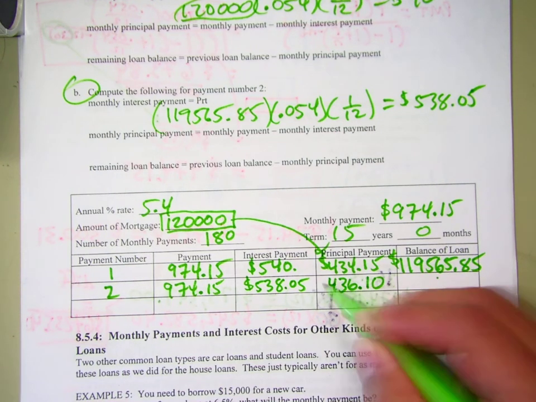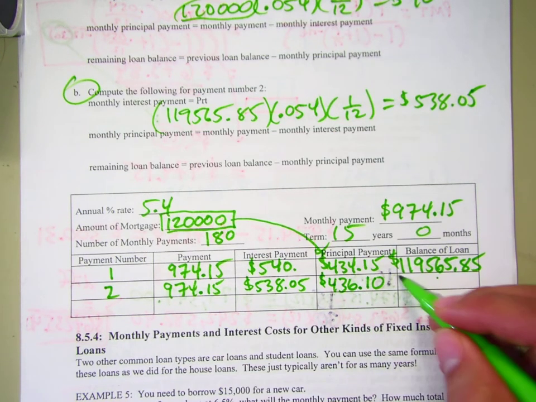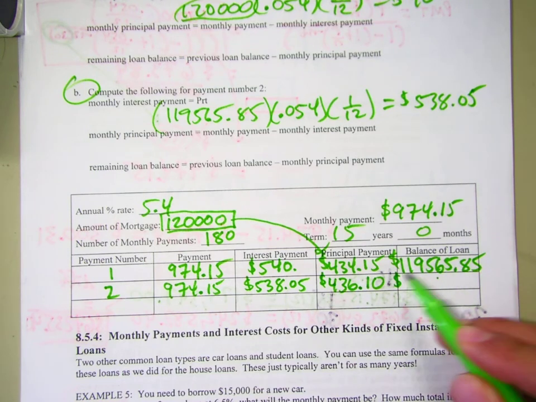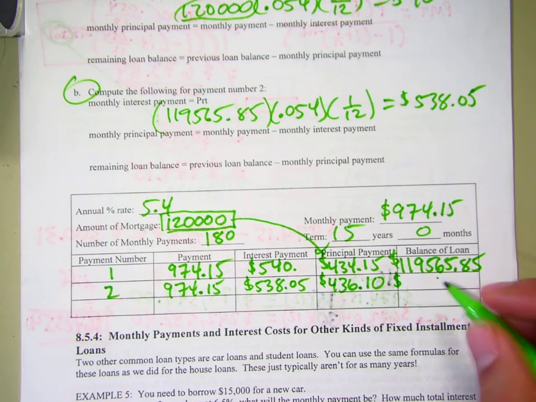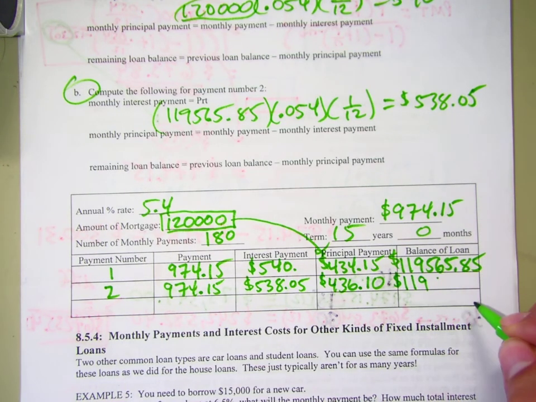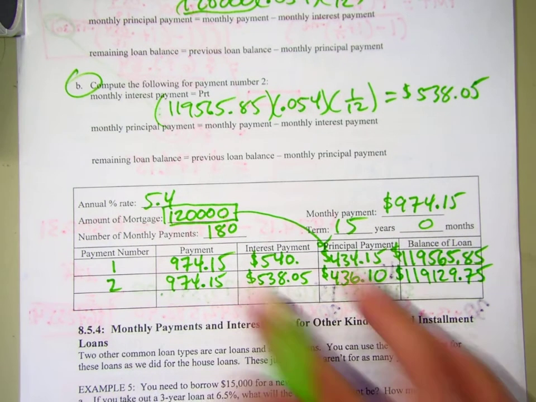Awesome. So after 1 month, the next month, you're paying $2 more of your loan down. And so now what's the new balance? So we have to take $119,565.85, subtract the new principal payment, and we're still at $119,000. Do you guys understand how to fill out a table like this?